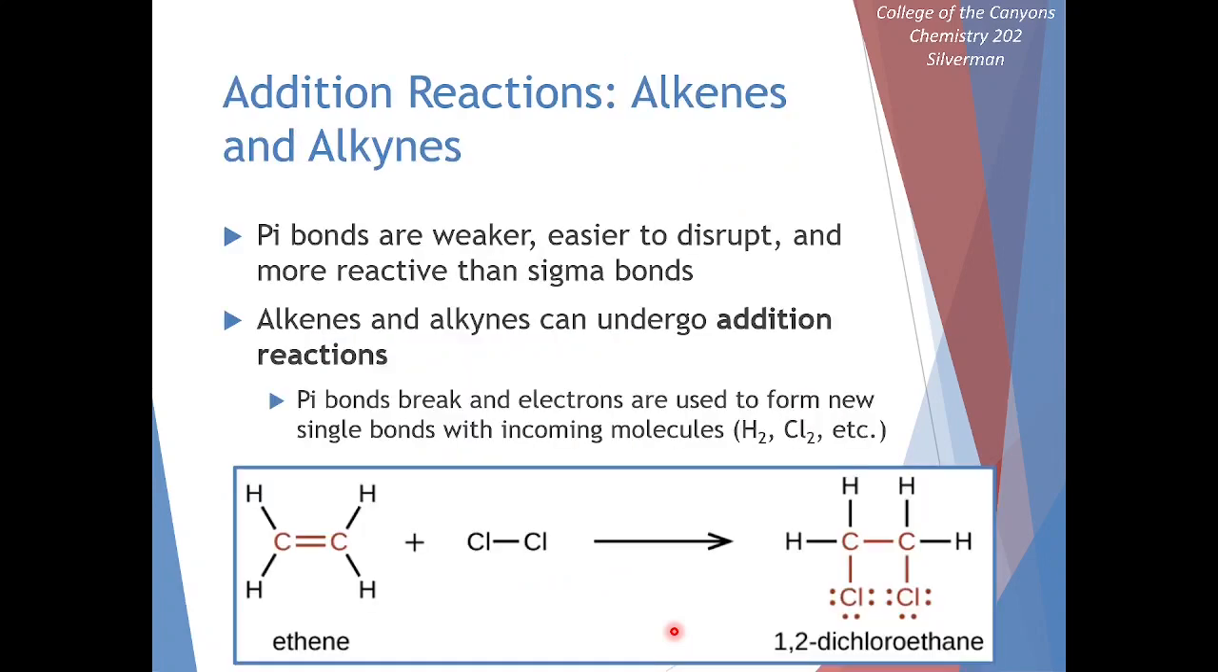All right. Lastly, we promised to mention some typical reactions for alkenes and alkynes. We have double bonds, we have triple bonds. These are going to be big sources of electrons that are pretty reactive. Pi bonds are going to be weaker bonds, easier to react with, easier to disrupt. And so we can have addition reactions where the electrons within that double bond or within that triple bond can be used to form bonds with incoming molecules.